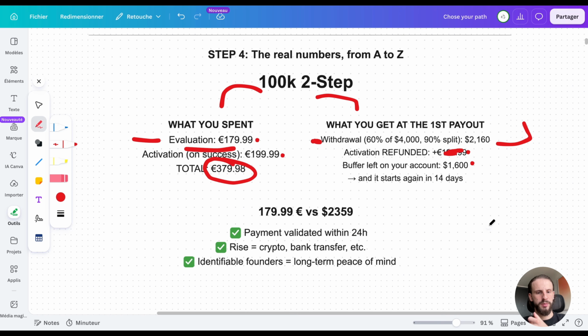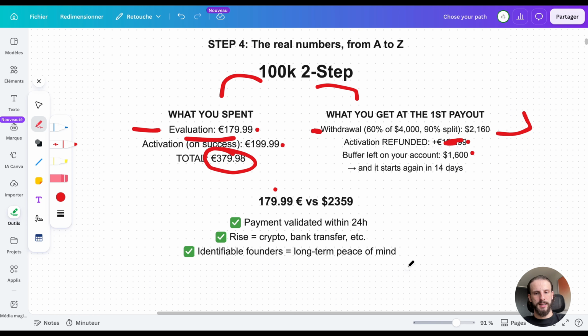So let us put two numbers side by side. You spend 179 euros, and at your first payout alone, you're already getting around $2,359 back. 179 euros versus $2,359. I think the math speaks for itself, right?